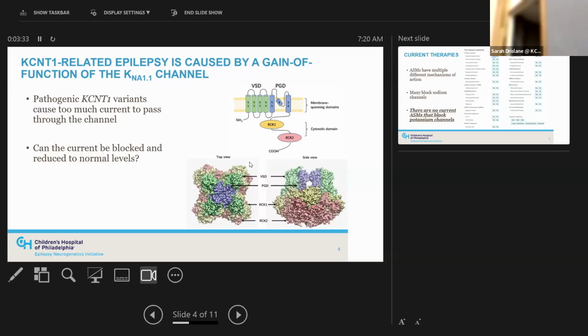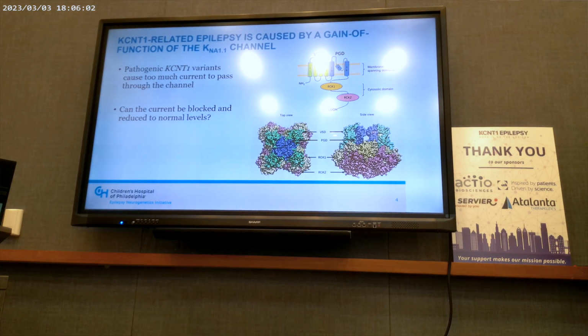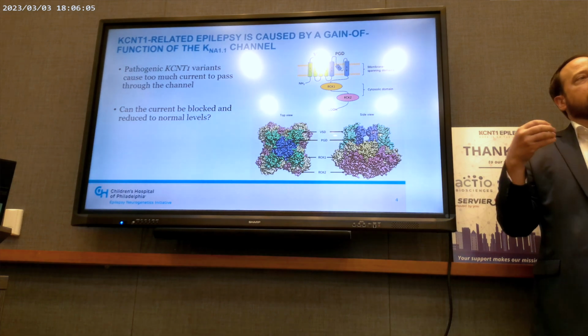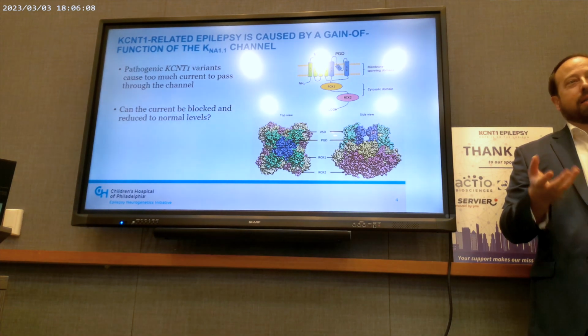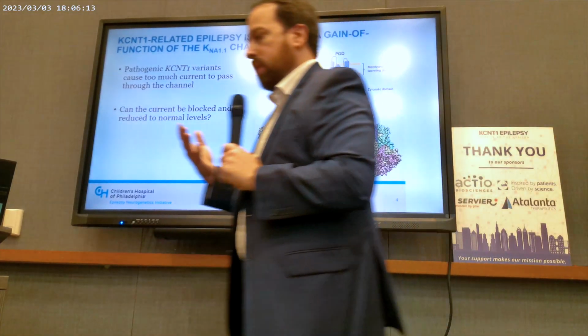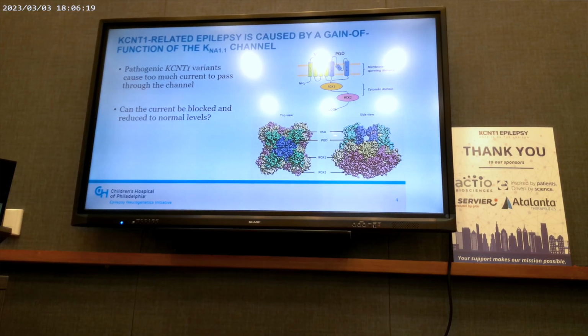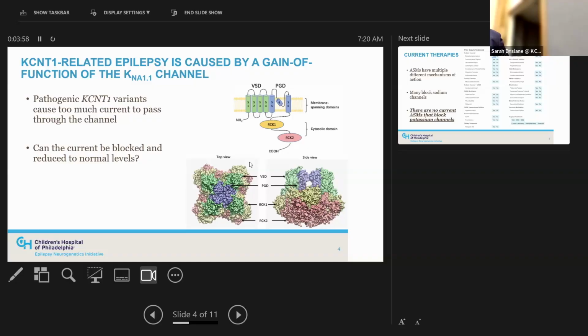In the center of this tetramer, when the channel opens, it opens a hole that ions can pass through, which changes the electrical properties of that cell and causes it to fire or not fire. What happens with these variations in KCNT1 that lead to epilepsy and neurodevelopmental disorders is they cause a gain-of-function problem with the channel. What does that mean? That the channel acquires a property it shouldn't have had in the first place. The end result is that the channel passes too much current.